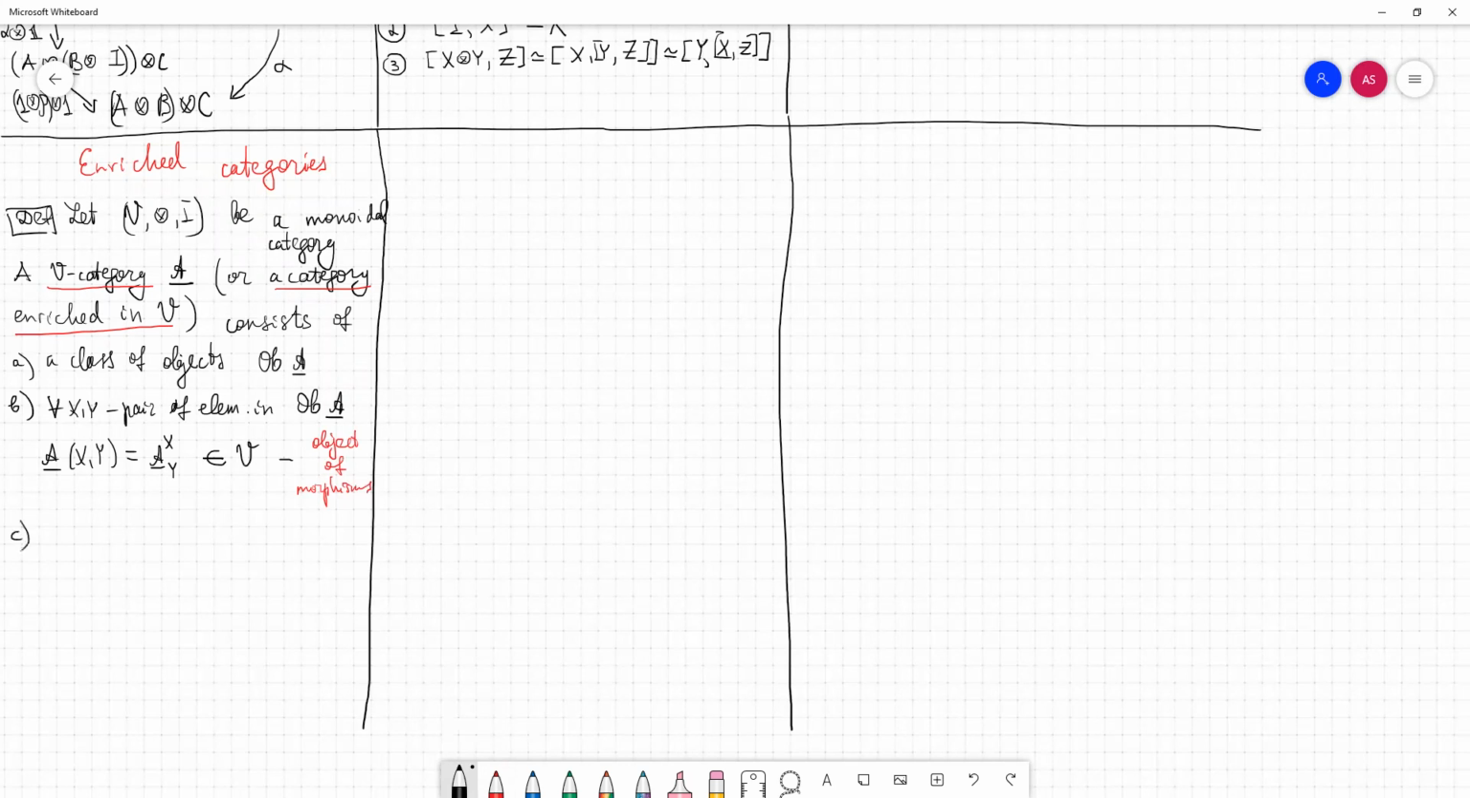Third, for every X belonging to the objects of A, there is an arrow from the unit object of the monoidal category to our object of morphisms A from X to X. Of course you can call it 1 sub X, whatever. Let's call it for right now ID sub X, which is called the identity element.